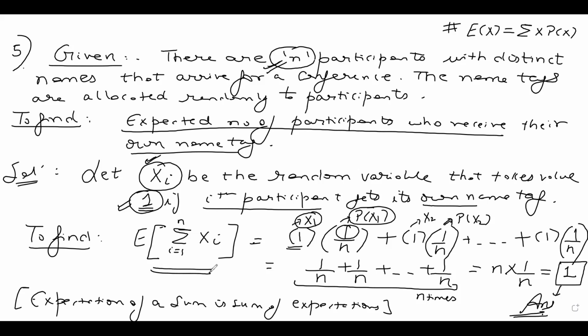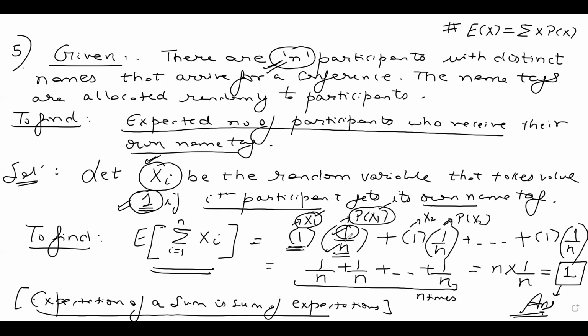So expected value of summation xi will be expected value of x1 plus x2 plus xn. We know that expectation of a sum is the sum of expectations, so it's expected value of x1 plus expected value of x2 plus dot dot dot expected value of xn. Okay, then we had found out that expected value of x1 is x1 into p of x1. What is x1 taking the value 1 with what probability? 1 by n, because probability of receiving the correct name tag is 1 upon n. Favorable outcome is only 1, total number of outcomes is n.